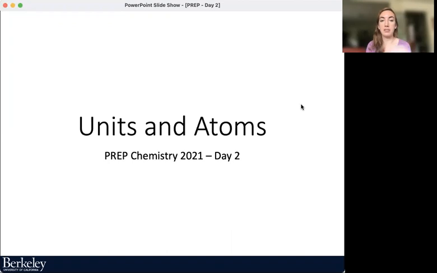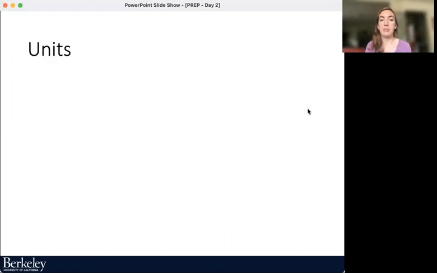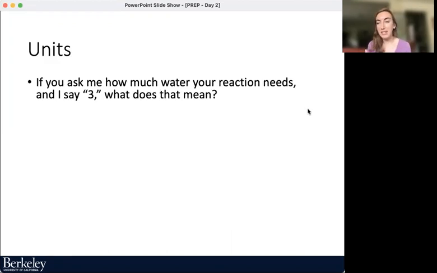So starting with units, the reason that we need units is, if you ask me how much water your reaction needs and I say 3, what does that mean? Is that 3 liters? Is that 3 tons? Right? So you need some context about 3 what.